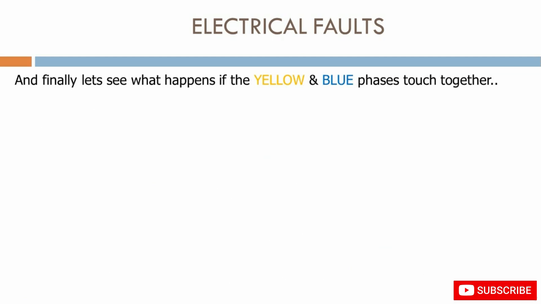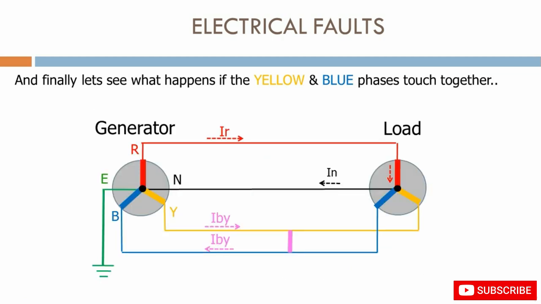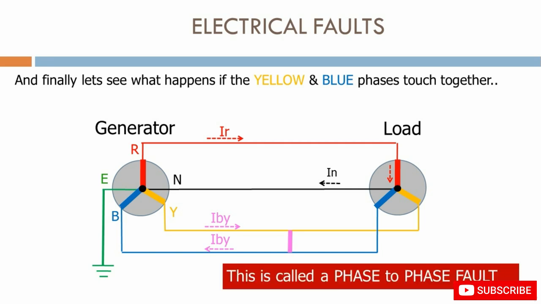And finally, let's see what happens if the yellow and blue phases touch together. This time we have what's called phase-to-phase currents that flow between the blue and yellow phases. Again, the current will increase substantially, as this path has a lower resistance than going through the load. This is called a phase-to-phase fault.